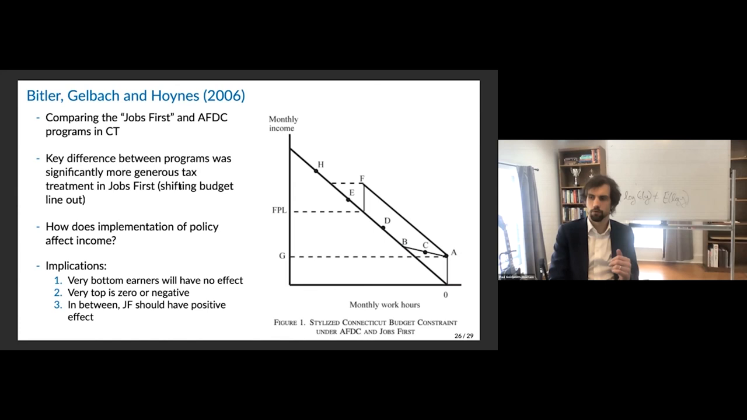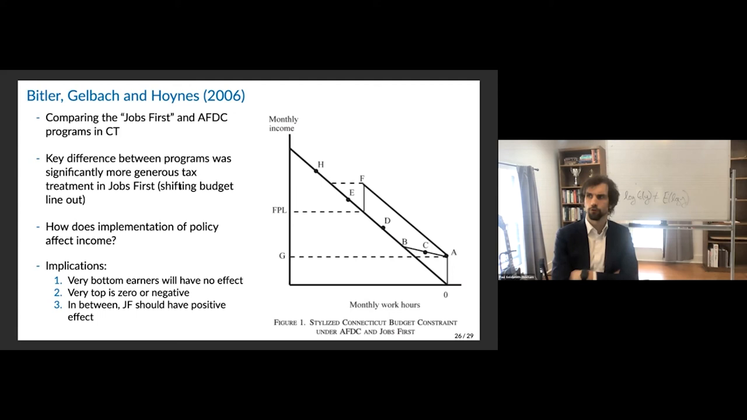What this paper was trying to do is compare a program called Jobs First, which was actually here in Connecticut, and a program called AFDC, Aid to Families with Dependent Children, where they had different incentives. There was actually some amount of randomization on who got to use the Jobs First program. There are a lot of differences, but the most important one for what we're going to look at today was a significantly larger and more generous tax treatment in the Jobs First program.